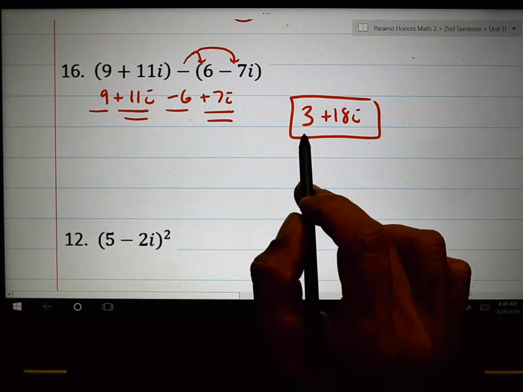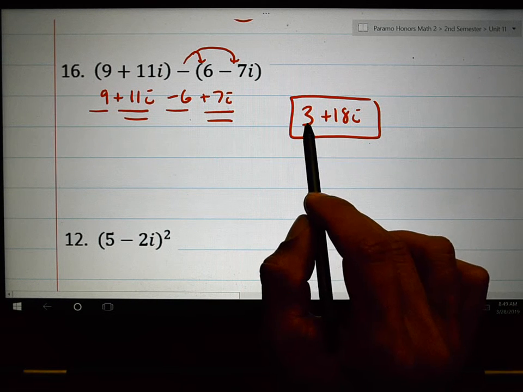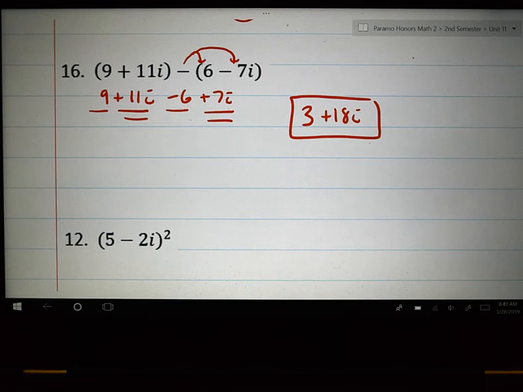And this is in standard form. Real component, imaginary component. A plus bi. That's what that means.